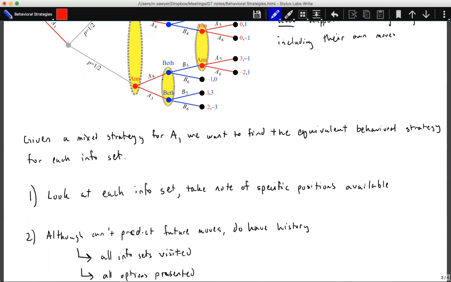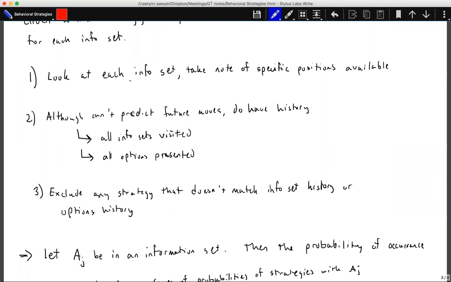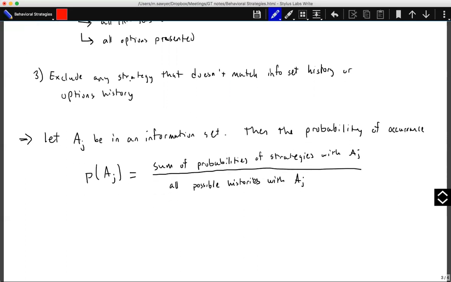We know everything that has happened, including everything that I have moved. We can't predict future events, so we don't necessarily know that A will choose A6, but we know everything that has happened. So B knows if they're here, that A3 or A4 has happened, or that A1 has happened. We know all options are presented, and we exclude any strategy that doesn't match the information set history and options history. So if AJ is a choice in an information set, then the probability of an occurrence in that information set is the sum of the probabilities of all the strategies with AJ divided by all the possible histories with AJ.